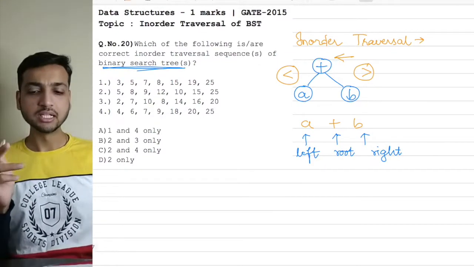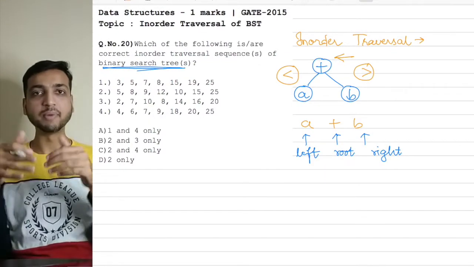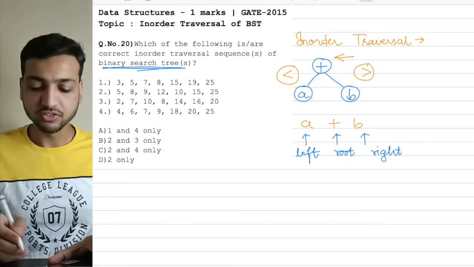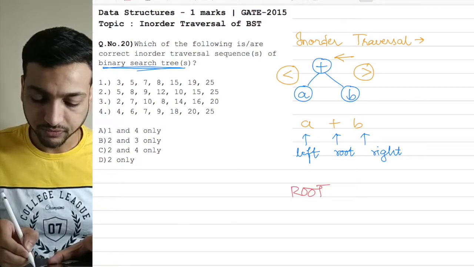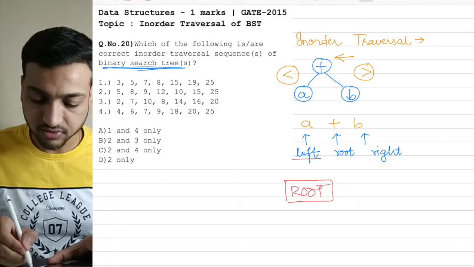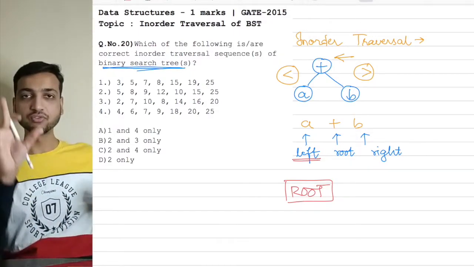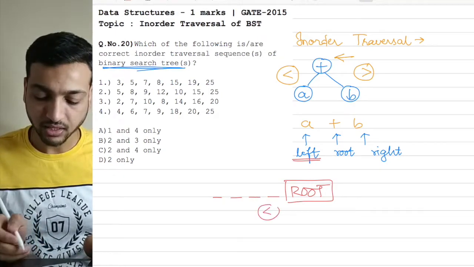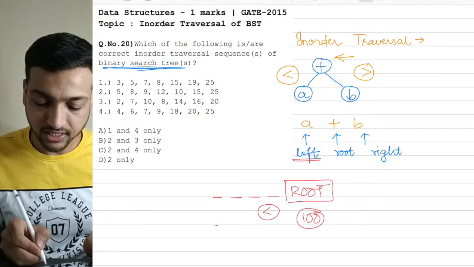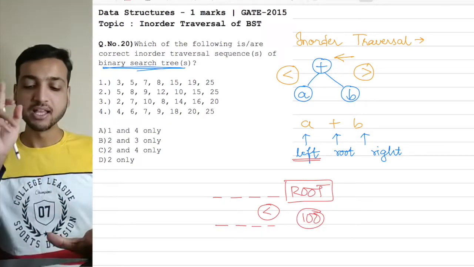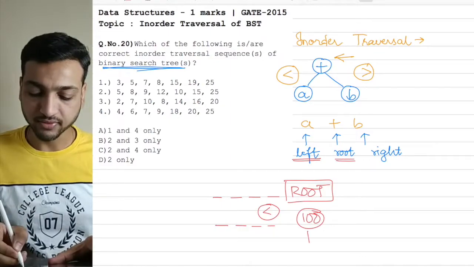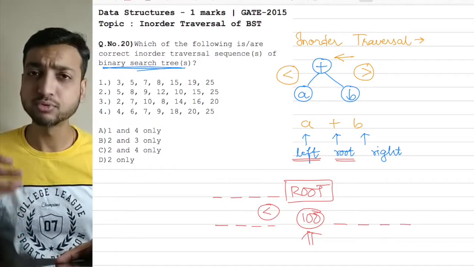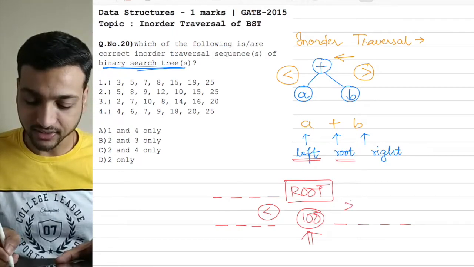Now, if you think about it, let me take a different color. If we do an in-order traversal on a binary search tree, this is my root here. First we are going to visit the left of the root, so all the values that I get are going to be less than the root. Let's say my root is 100. So all the values that I get are going to be less than 100. Then I'm going to visit the root, so the root will be 100. And then I'm going to visit the right of the root, so everything to the right of the root is going to be greater than 100.